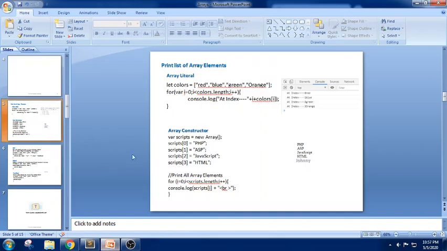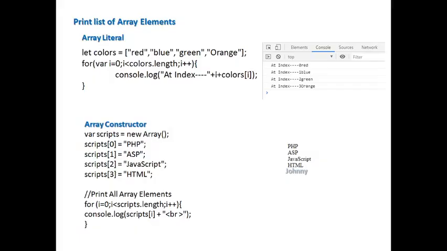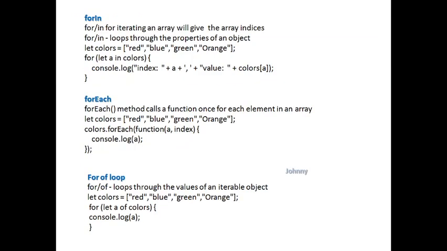Let us look into the presentation part. So we have discussed about printing an array literal elements as well as the constructor. Next one, we have discussed about for in loop, where it will try to iterate the array elements using indexes. Next one, for each loop, where it will accept a callback function and it will have two parameters, that is an index as well as a value. Next one is for of loop, which is introduced in year 6 and it can be used to iterate all the collections of objects, arrays, sets and everything.